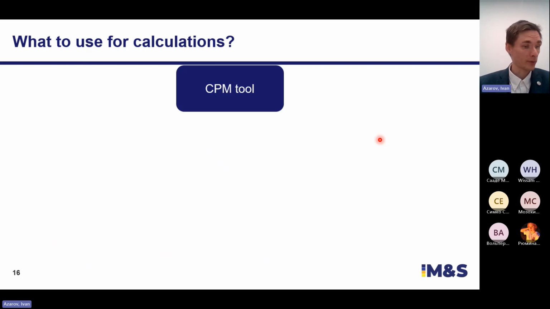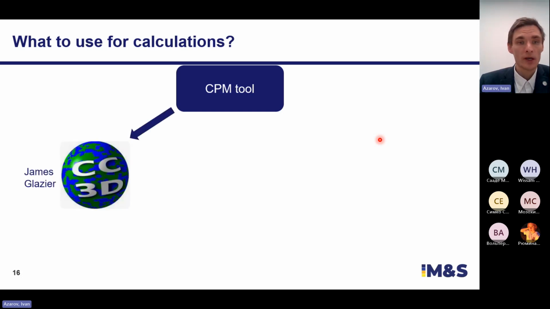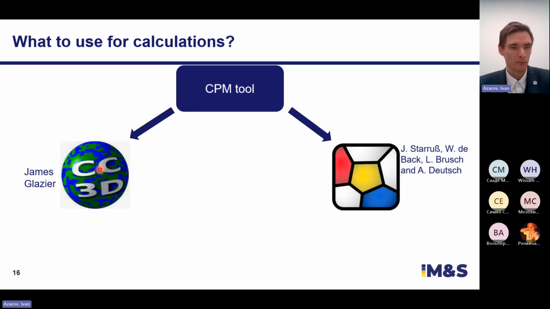And before I go through my input using this approach, I should answer which tools we can use for calculations. Some of the first and I suppose main tools was built by James Glazier. He was one of the creators of the approach. Then maybe the most convenient tool was made by German researchers, Johann Strauss, Walter Diebeck, Lutz Brüsch, and Andreas Deutsch.